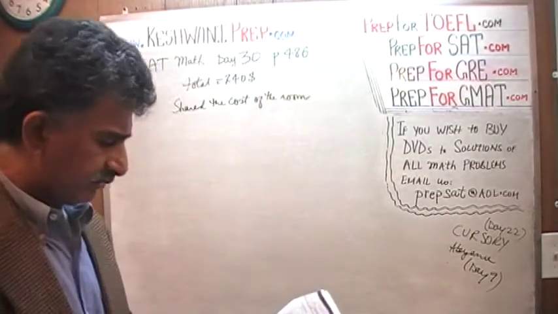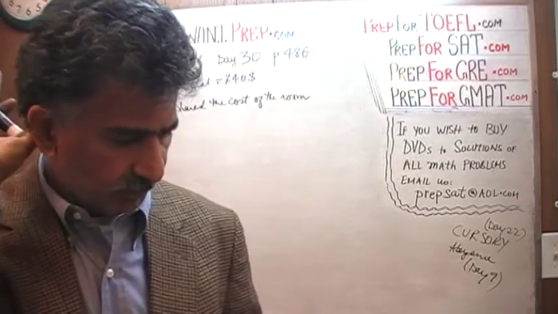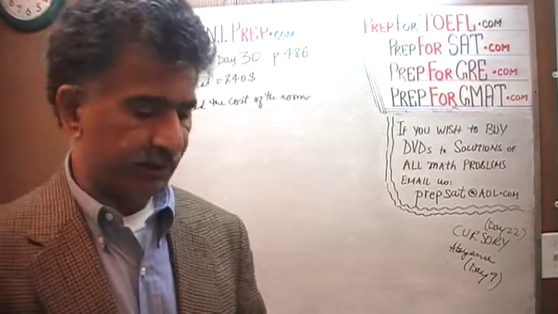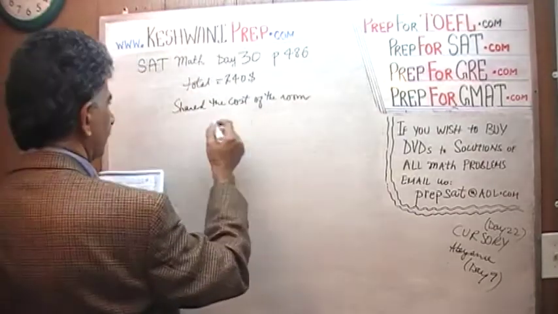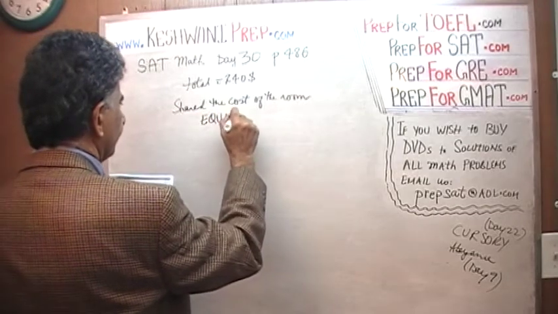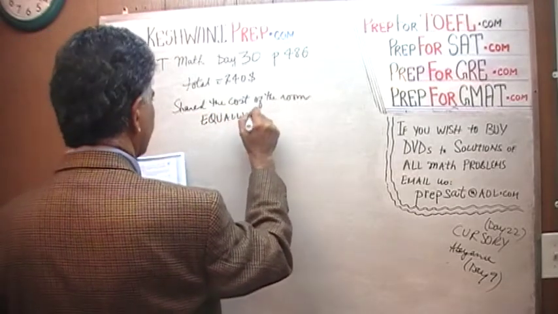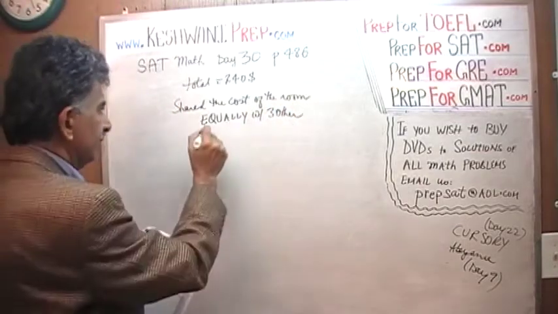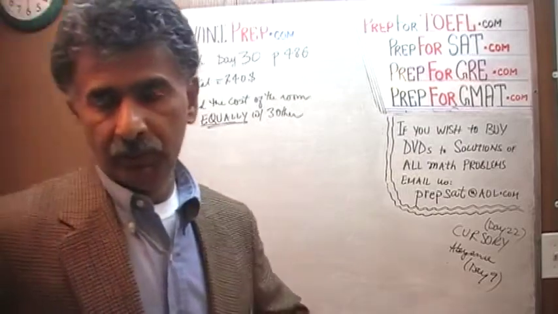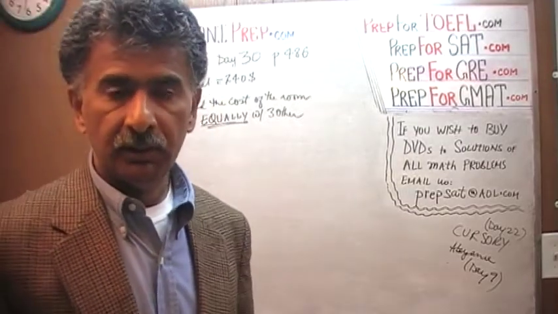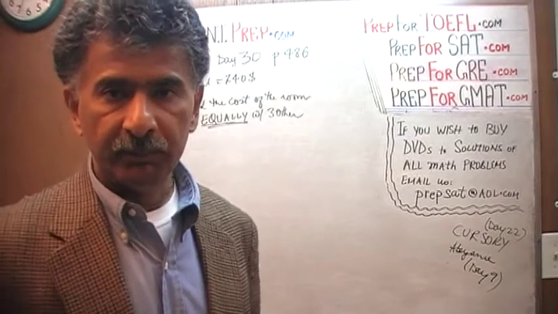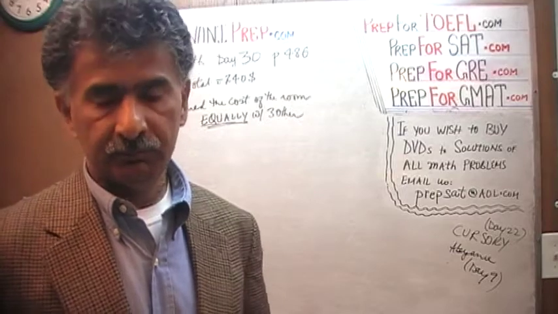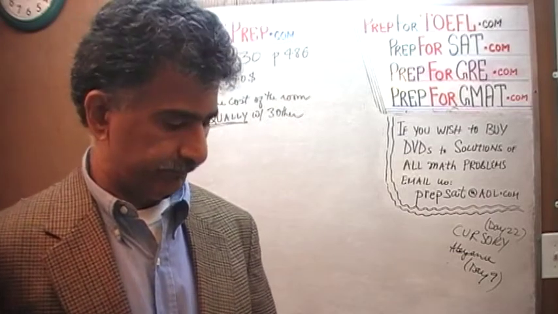Now, simply saying that he shared the cost of the room with 3 other people is not enough for me. We have to know if he shared the cost equally. He shared the cost of the room equally with 3 others. If they do not use the word equally, then if the hotel room was $300 and he shared that with 3 other people, for all I know, the 3 other people paid a penny each, and this guy ends up forking $297.97. We have to know that he shared it equally.